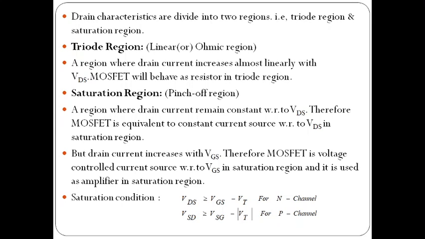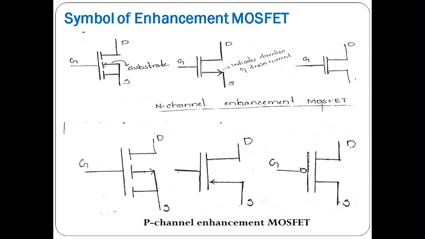The condition for the saturation region in the N channel MOSFET is VDS greater than or equal to VGS minus VT. The same thing for the P channel MOSFET: VSD is greater than or equal to VSG minus mod VT. These are the different symbols of enhancement MOSFET, N channel and P channel. This enhancement MOSFET is also called a MOS transistor. The N channel MOSFET is sometimes called NMOS, and the P channel MOSFET is called PMOS.